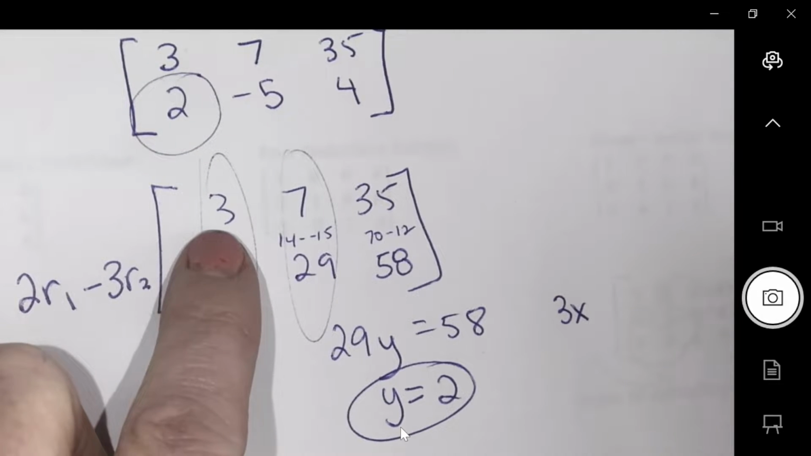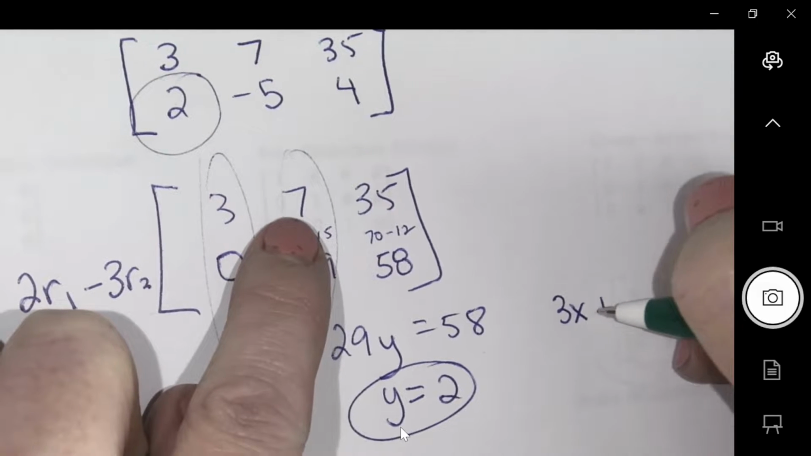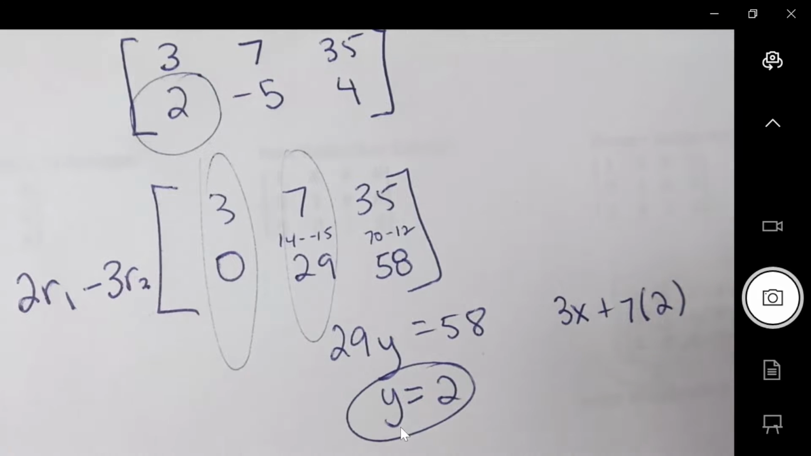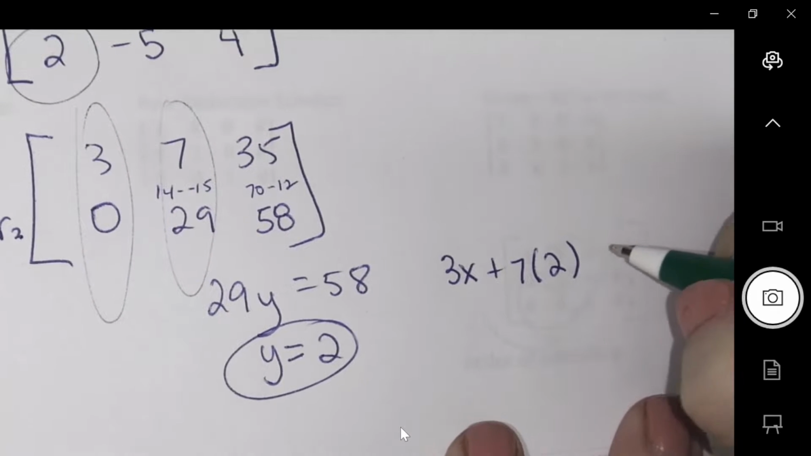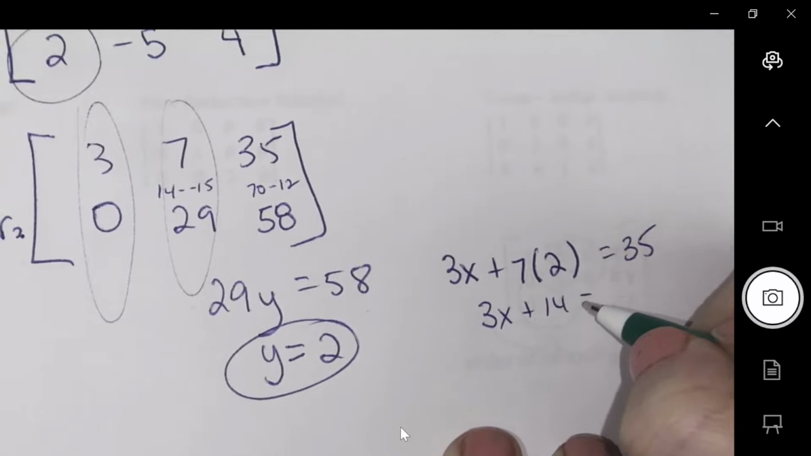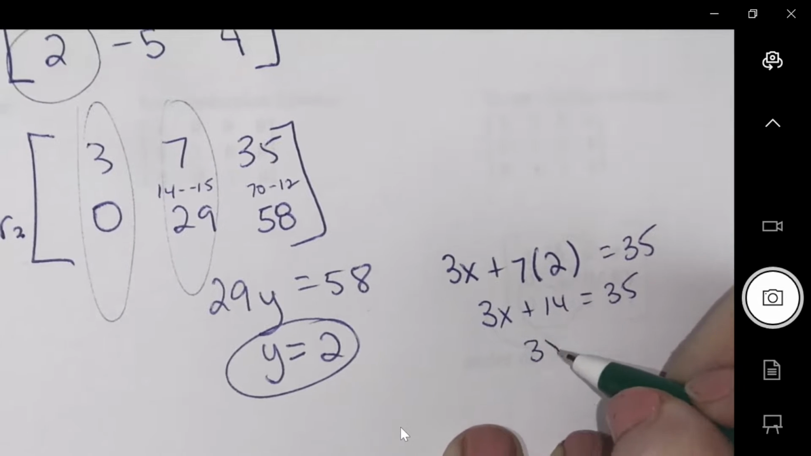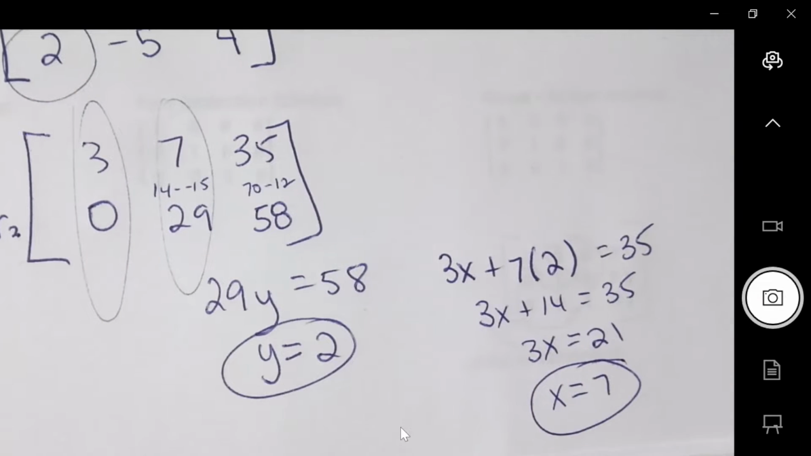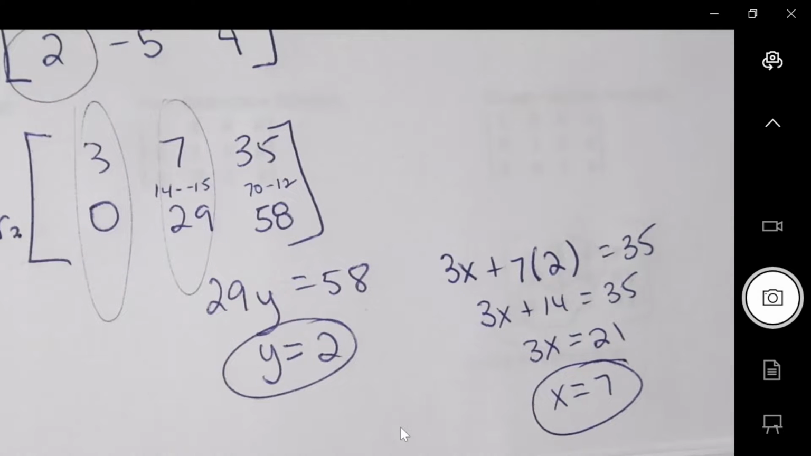3x plus 7y's, which is 2, equals 35. Algebra, algebra, isolate, isolate, x equals 7.